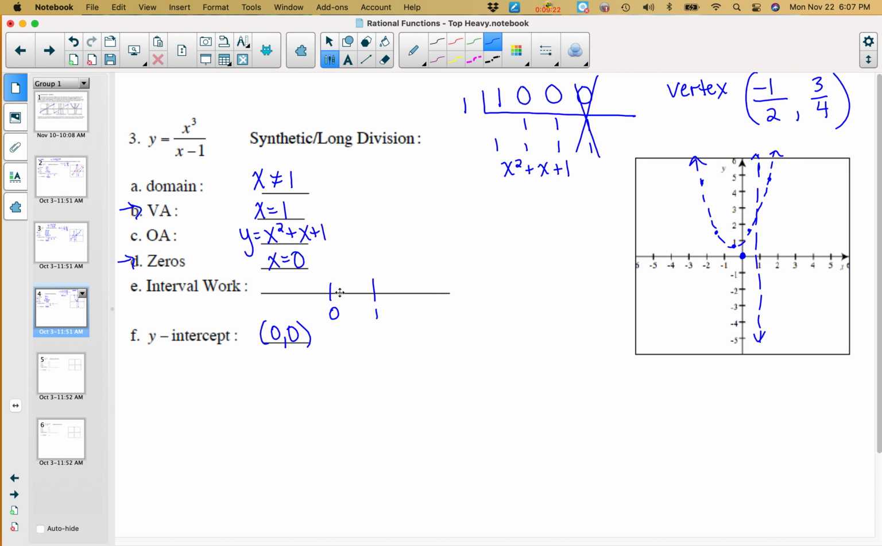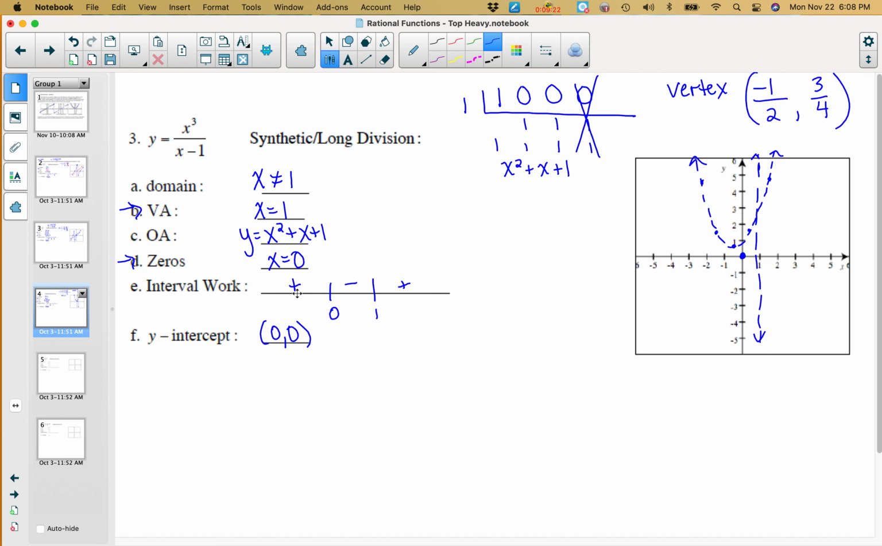So if I let x equal, say, a -1, I'm going to have a negative on the top and a negative on the bottom, so it is positive. If I let x be a half, I'm going to have a positive on the top, negative on the bottom, so it's negative. And something larger than 1, like a 2, it's going to be positive in both. So this is what we've got.